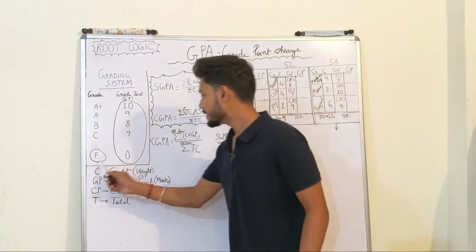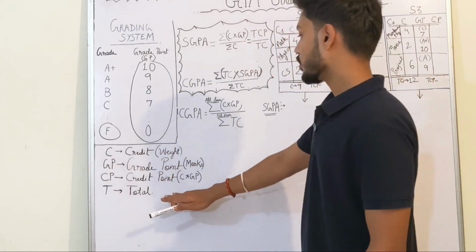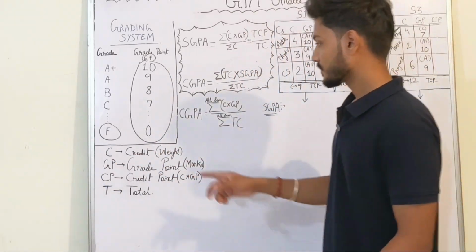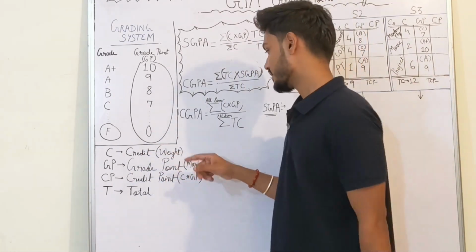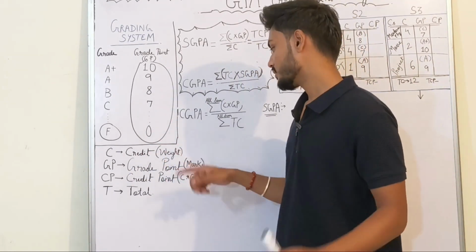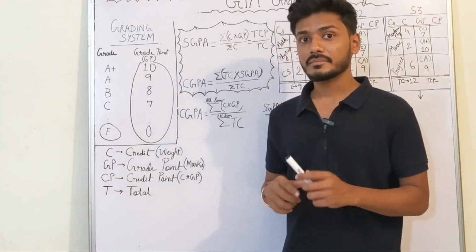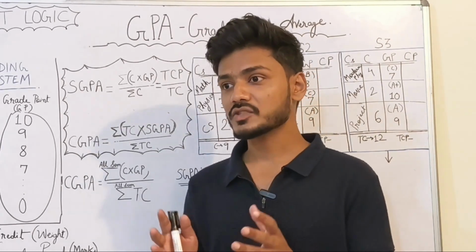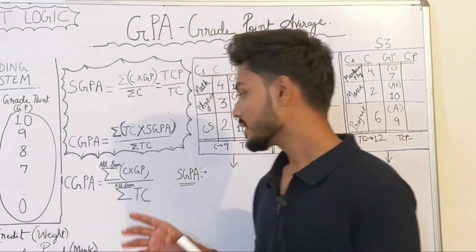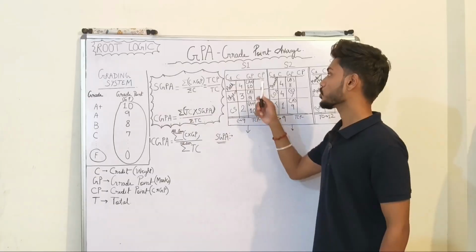Before that, we will understand this thing because I have used the short forms. So by C, I will always mean credit, and this credit will always mean weight, the importance. Now, understand, by importance, I do not mean that the subject is inferior or superior. I just mean that the subject is taught more.